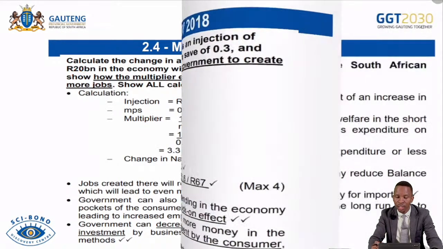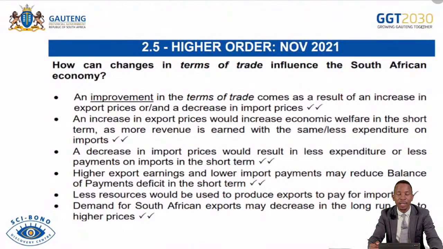So this was just the middle order. Then the higher order example. How can the change in terms of trade influence the South African economy? We remember TOT, or terms of trade, within the foreign exchange market. An improvement in terms of trade comes as a result of the increase in export prices or the decrease in import prices.